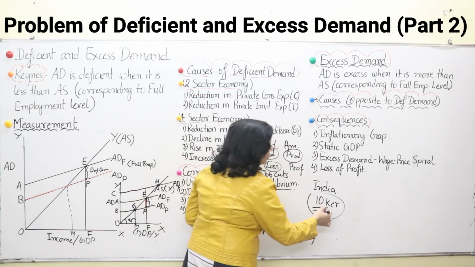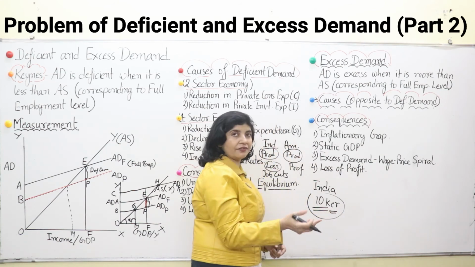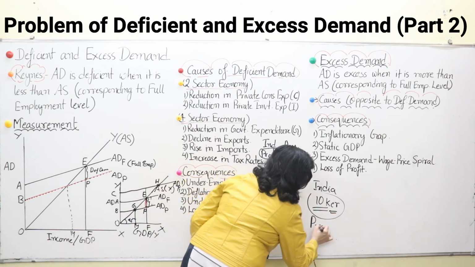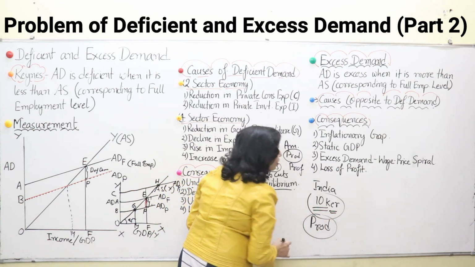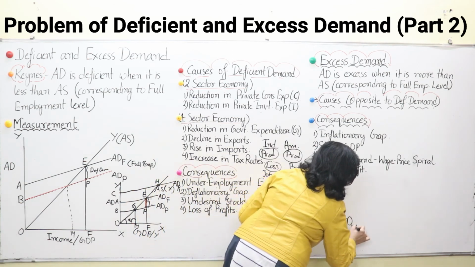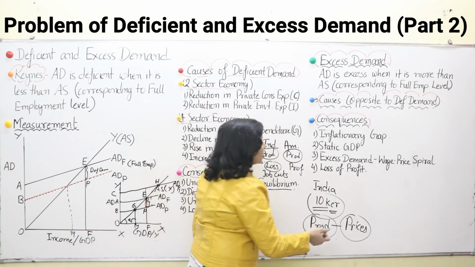And if commodities can't be produced, only their prices will increase. We can't increase production now. Production is static now. Production can't be increased because it is already at full employment level. Now only prices will increase, and this price increase will cause inflation in the economy.